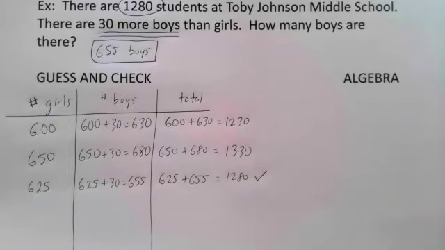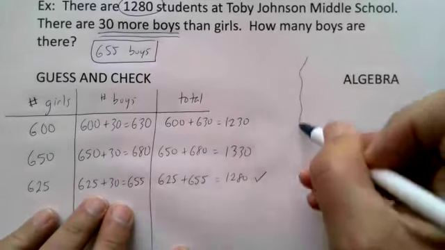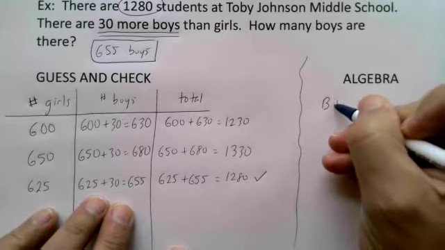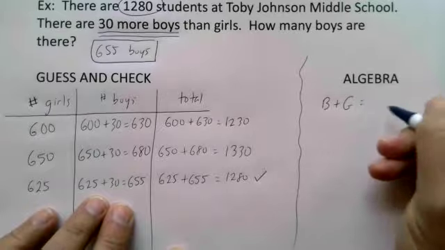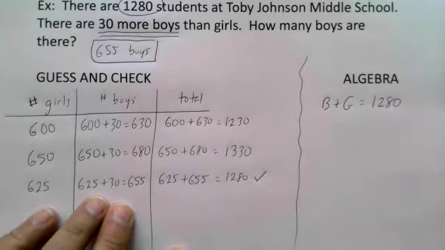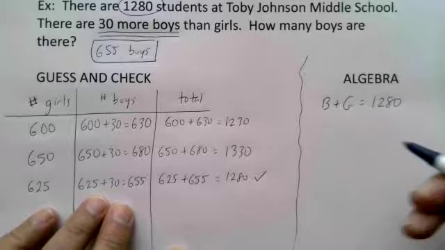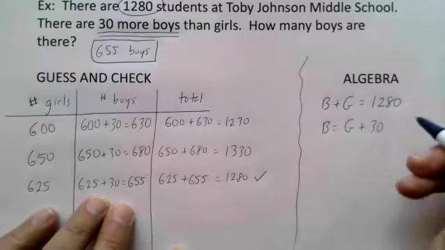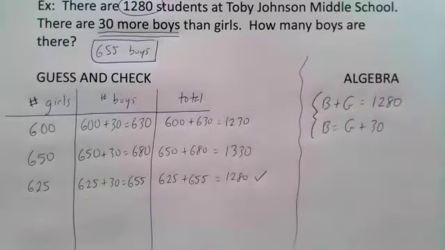If you really remember your algebra, maybe from some other class, people might set up something like this. Boys plus girls equals 1,280, and the number of boys equals girls plus 30. That's something called a system of equations right there. If you know how to solve a system of equations using, for example, the substitution method or the elimination method, go for it. You're welcome to do that.